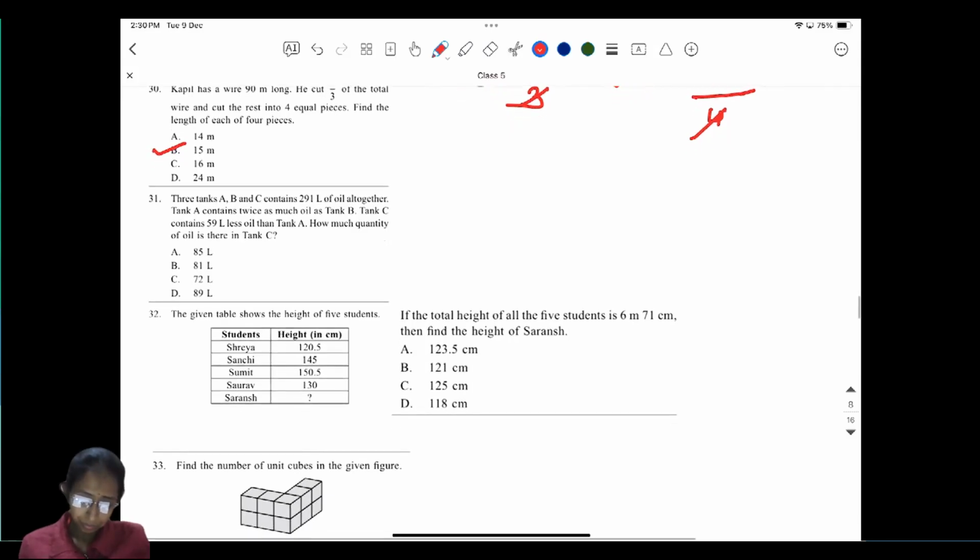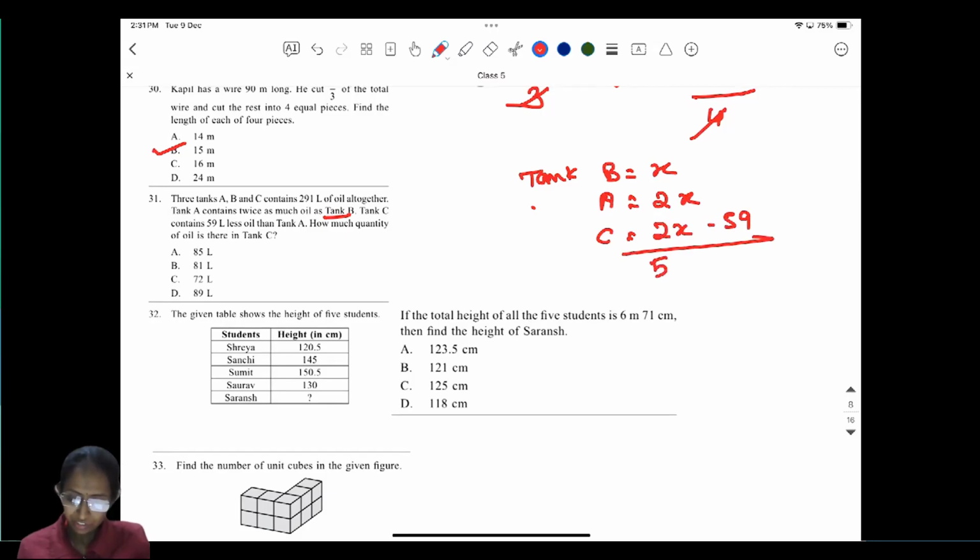That means, first of all, I'm assuming that tank B contains x liters of oil. Then tank A contains twice that of tank B. And tank C contains 59 liters less than tank A. That means 2x minus 59. Now, when we add all of them, we are having 5x minus 59 is equal to 291 liters.